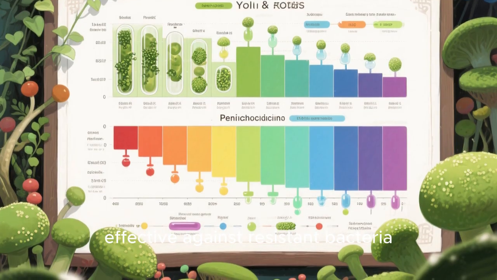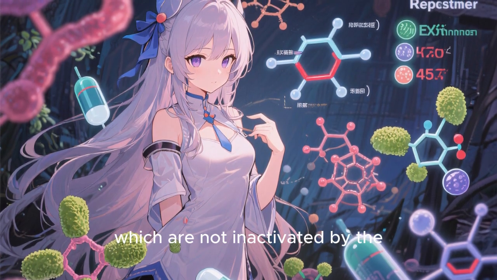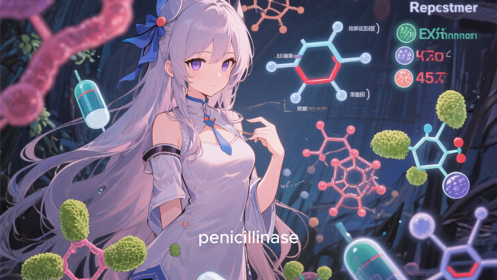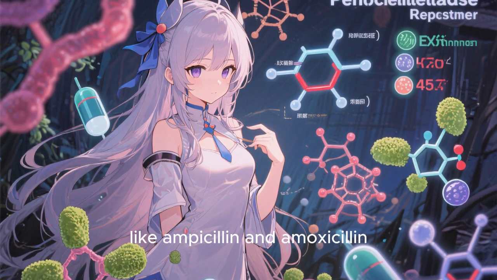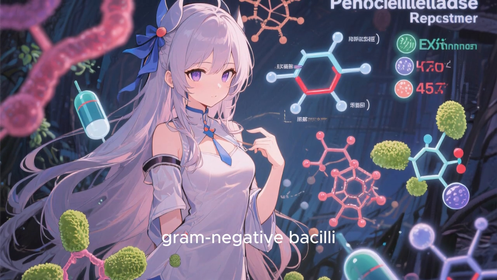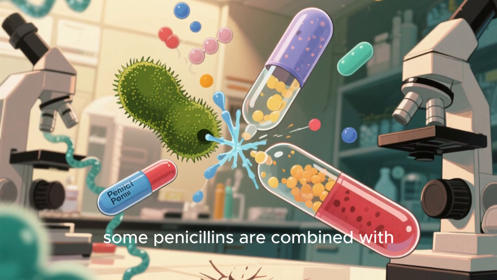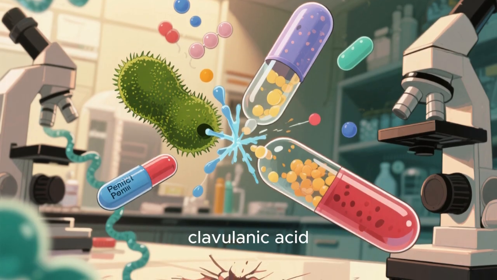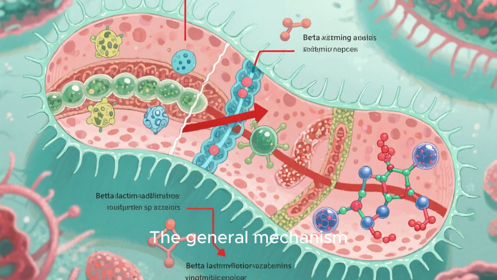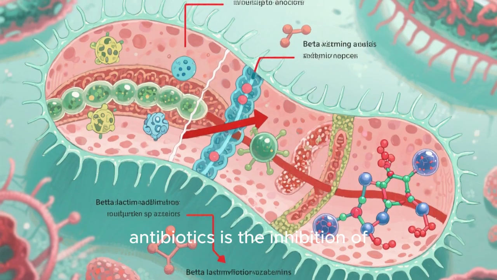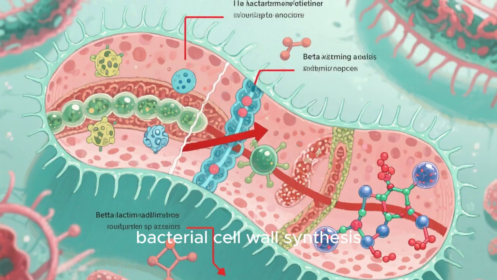Semi-synthetic penicillins are chemically modified derivatives that may have a broader spectrum of activity or be effective against resistant bacteria. These include penicillinase-resistant penicillins, which are not inactivated by the bacterial enzyme penicillinase, and extended-spectrum penicillins like ampicillin and amoxicillin, which are more effective against gram-negative bacilli. To combat resistance, some penicillins are combined with beta-lactamase inhibitors like clavulanic acid, which block the enzymes that degrade the antibiotic.